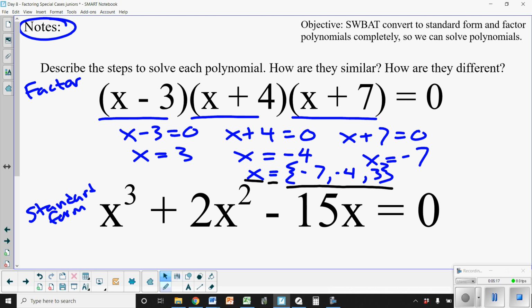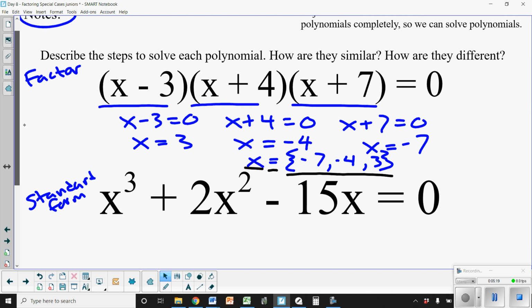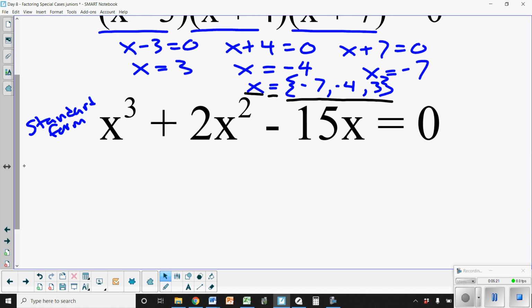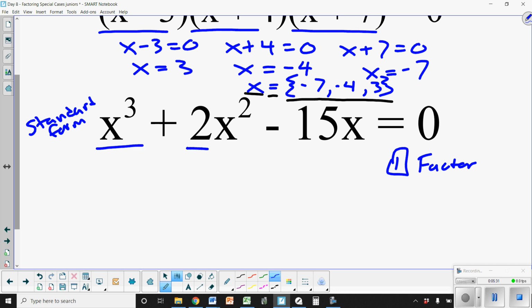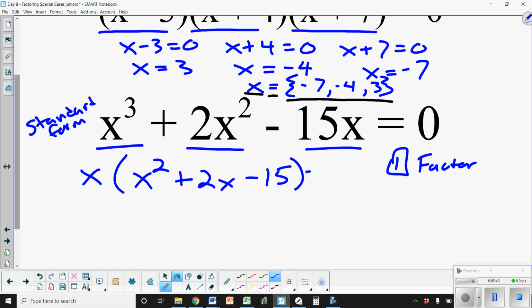So now when something's in standard form, what we have to do is factor first. So our first step is going to be to factor this. And when we look at these three terms, what can we factor out first? You're right, we can factor out an x. So we have x times x squared plus 2x minus 15 equals 0. Can we factor more?